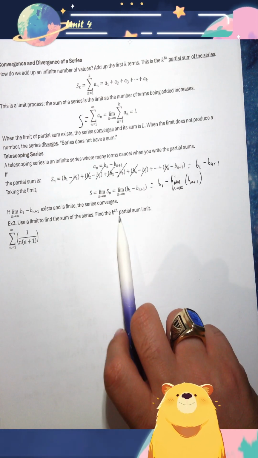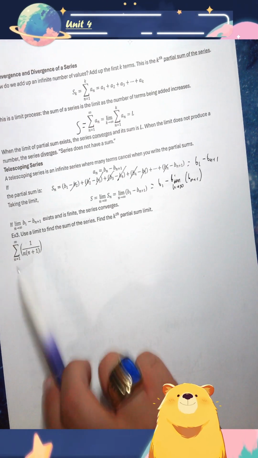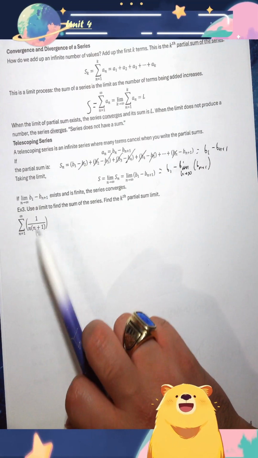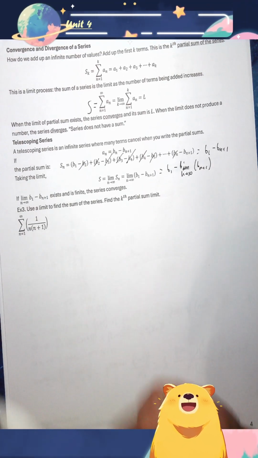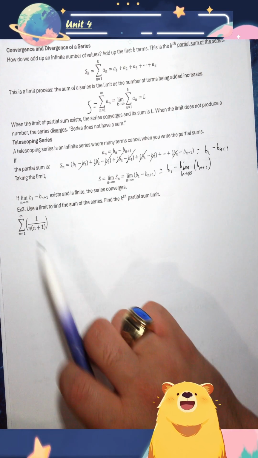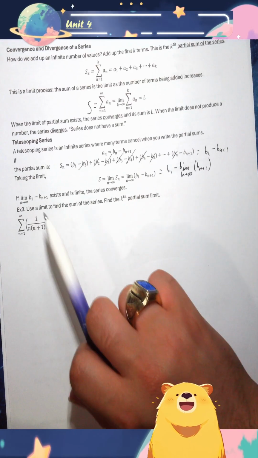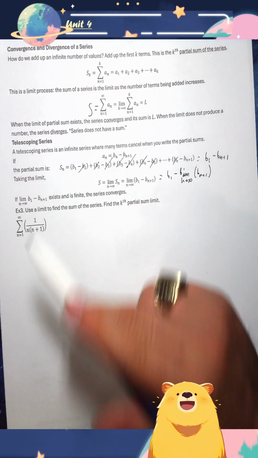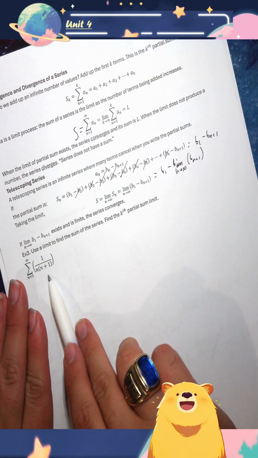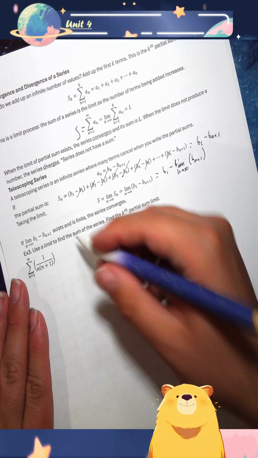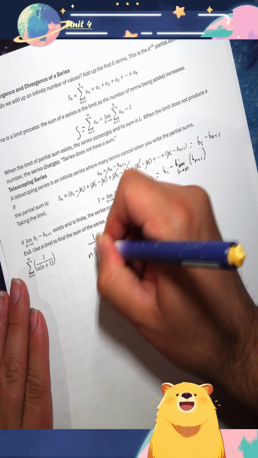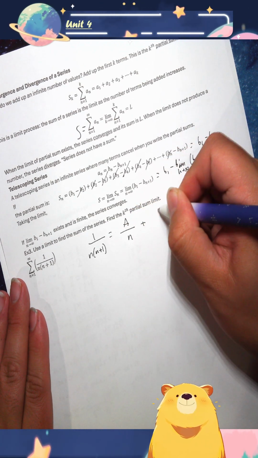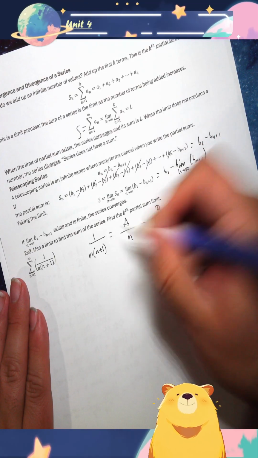Find the kth partial sum limit. So let's start here. And again, we have that technicality. We do not see how this works right away. But we're going to use the idea of a telescoping series to figure this out. And we're also going to use something we reviewed, partial fraction decomposition. Recall that this is just a factored expression on the bottom, and this factored expression on the bottom must equal A over n plus B over n plus 1.